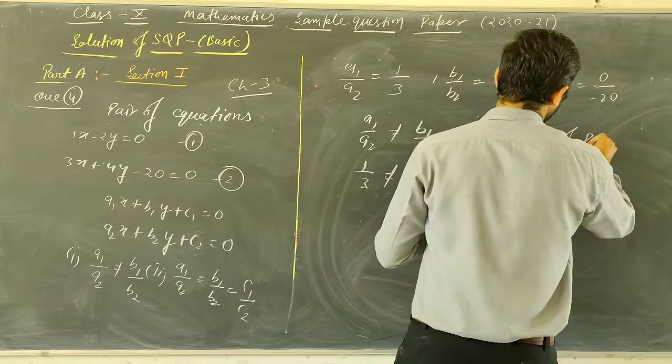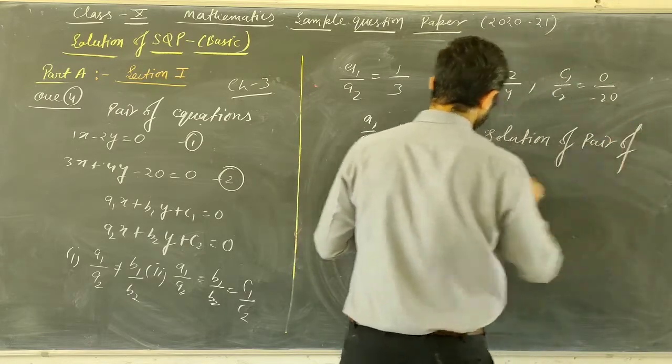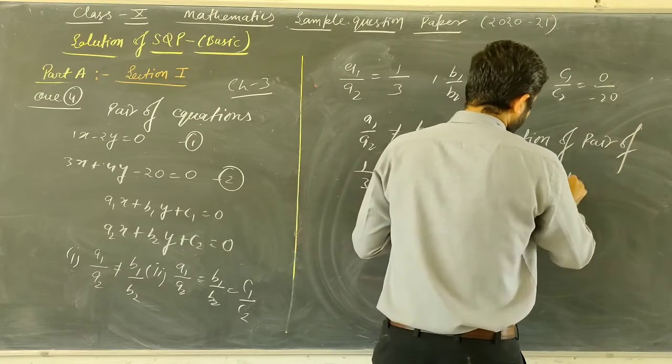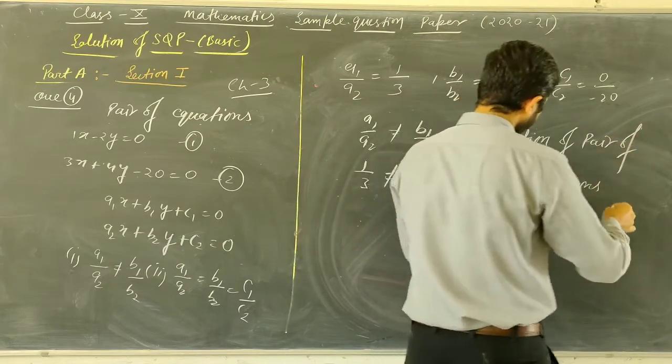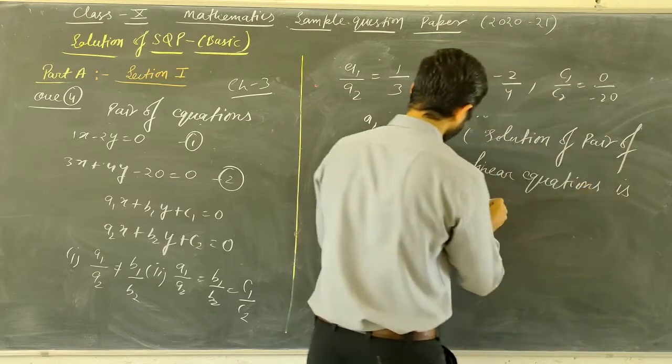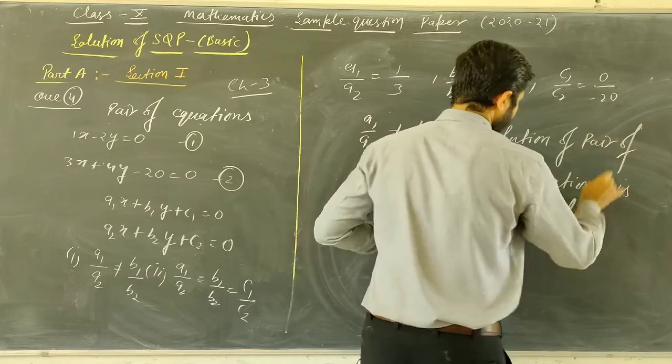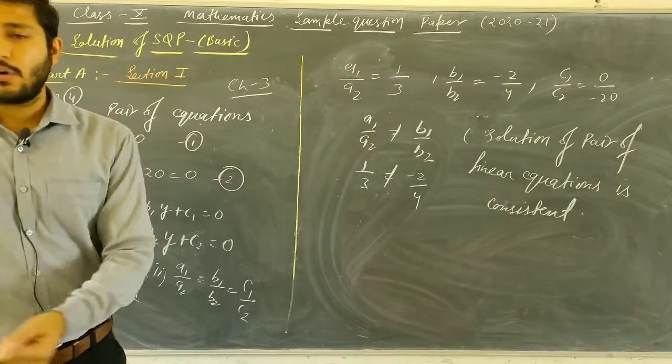When you are writing here, solution of pair of linear equations is consistent. Clear to you? How can you write?